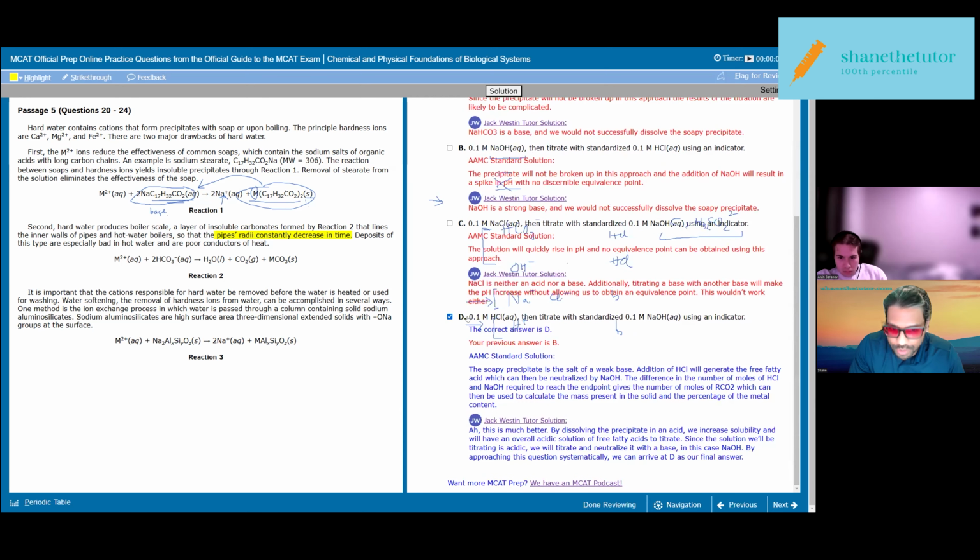Because I'm understanding what. Okay, got it. Let's see. HCl will generate the free fatty acid. Free fatty acid. Addition of HCl. Soapy precipitate is a salt of a weak base. Generate free fatty acid that could be neutralized by that. Difference in the number of moles reaching the endpoint. Much better dissolving the precipitate in an acid. We increase solubility.